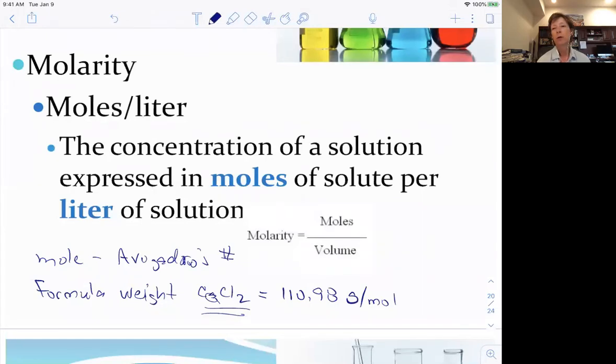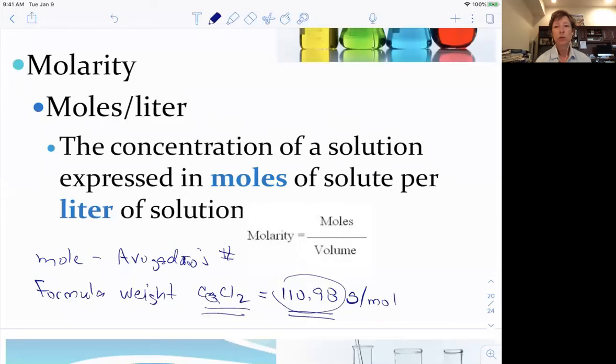And if you look at the molecular weight of calcium and chlorine and multiply the chlorine molecular weight by 2 and add the calcium, you get 110.98. So to make a 1 molar solution, what I would have is this many grams, 110.98 grams, and I would dissolve that in 1 liter of water, and that would give me then a 1 molar solution.